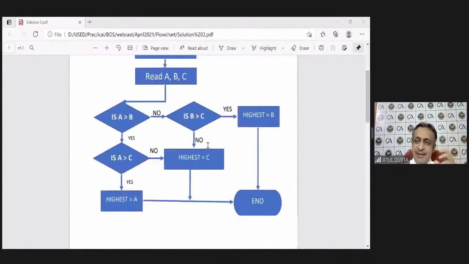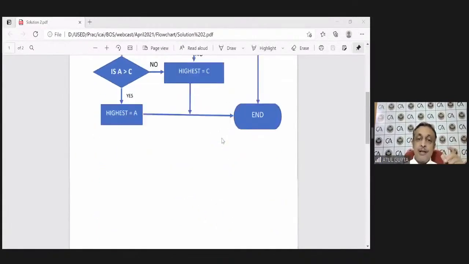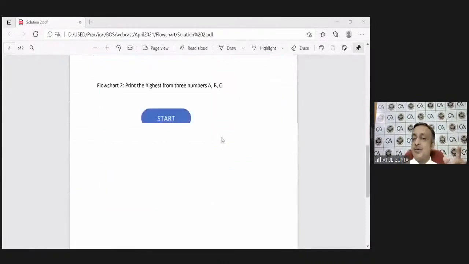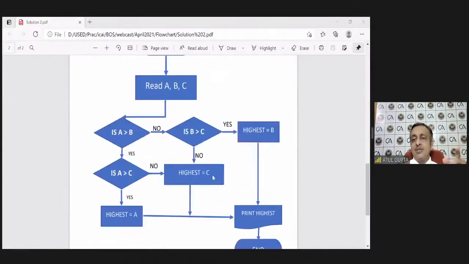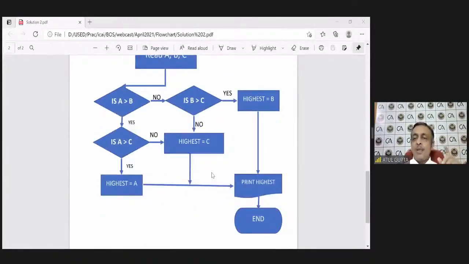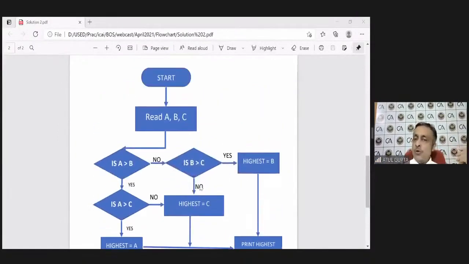Now, I'm just giving it a twist. Just see the next flowchart. Print the highest from three numbers ABC. So when I say print, you have to first judge which is the highest and then print the highest. So that you need to understand what the question exactly is about. And this is how you get marks. And it is step marking in your examination. So this is how you have to draw these flowcharts.